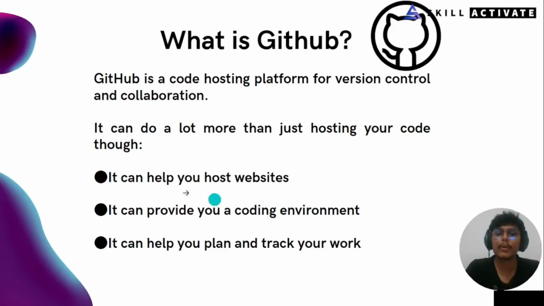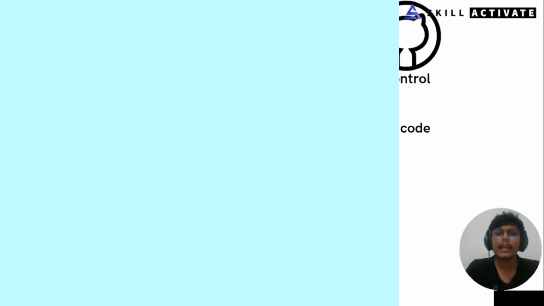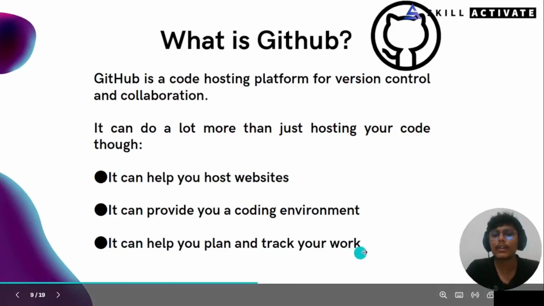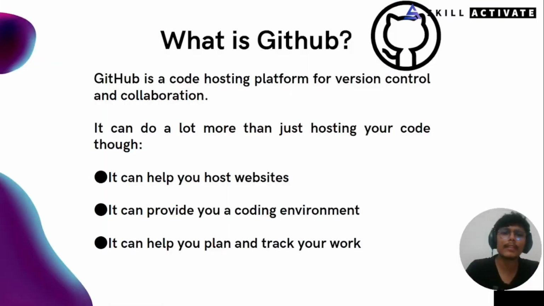It can also help you host websites with GitHub Pages. So it allows you to host very simple static web pages. There is a feature called GitHub Codespaces that can give you an online coding environment, and it can help you plan and track your work. This is very important for a practice called DevOps. Basically, it focuses more on collaboration between the development team and the operations team.